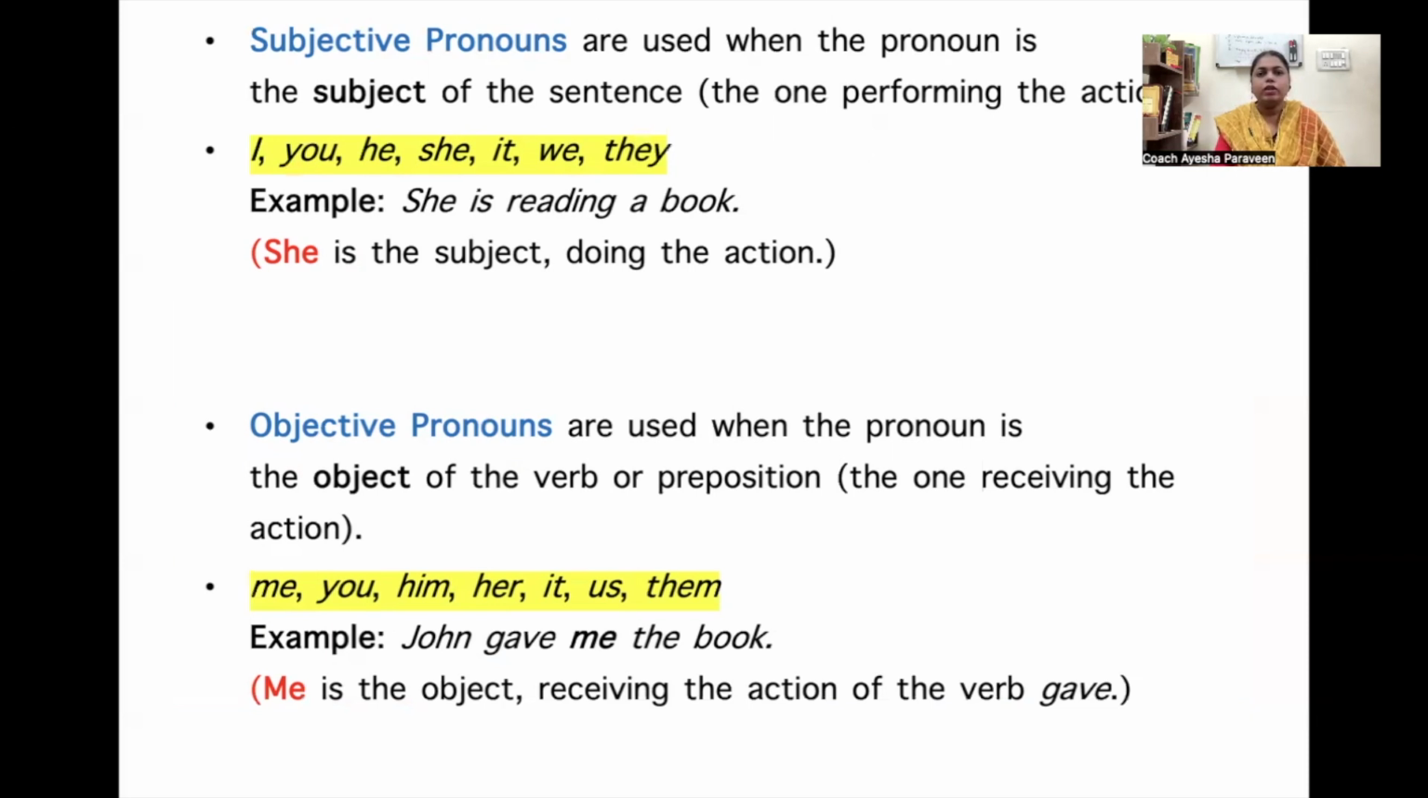Subjective pronouns are used when the pronoun is the subject of the sentence, the one performing the action. For example, I, you, he, she, it, we, they are subjective pronouns. She is reading a book. She is the subject doing the action. Objective pronouns are used when the pronoun is the object of the verb or preposition, the one receiving the action: me, you, him, her, it, us, them. Okay, all are objective pronouns. Example: John gave me the book. Me is the object receiving the action of the verb gave.